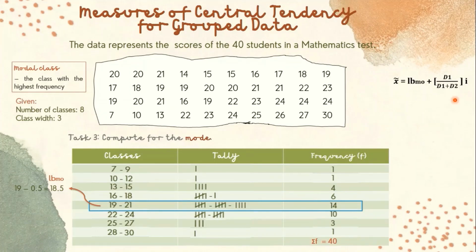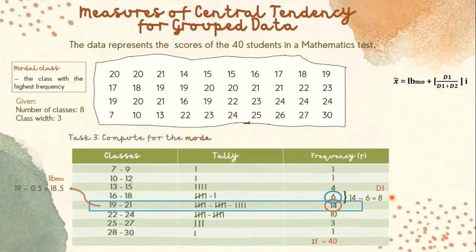Next, we need to find out is the D1. It is the highest frequency minus the frequency of the next lower class. Ito yung ating modal class. It contained the highest frequency out of the frequency distribution, which is 14. Yung next lower class natin ay 16 to 18. Ang kanyang frequency ay 6. Subtract them. Magiging 14 minus 6, it is equal to 8.